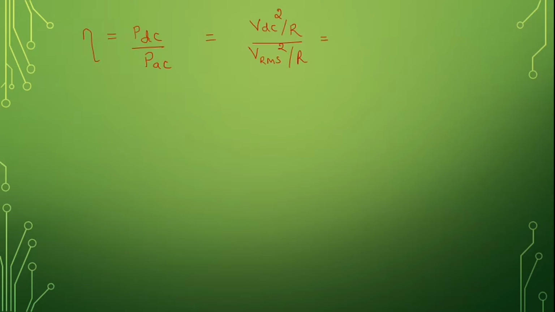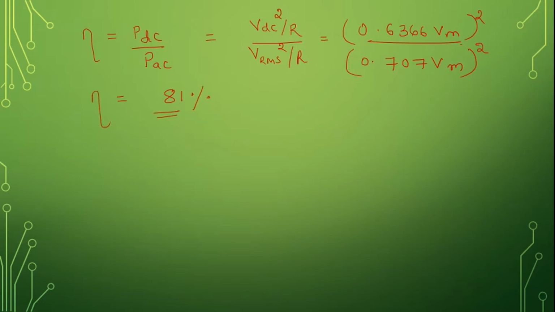We will write this as (0.6366 Vm) whole square by (0.707 Vm) square. On simplification we get 81%. So the efficiency of a full wave rectifier with resistive load is 81%.